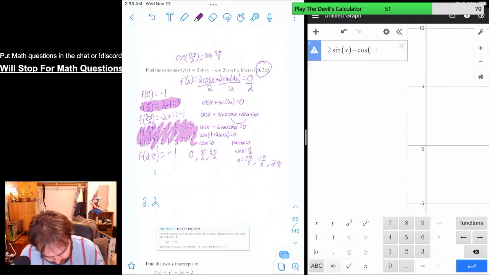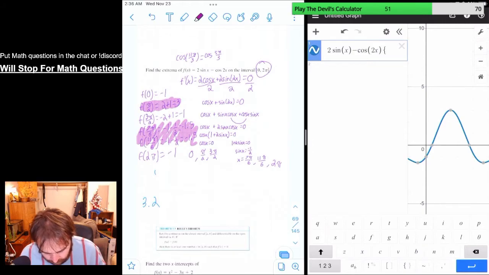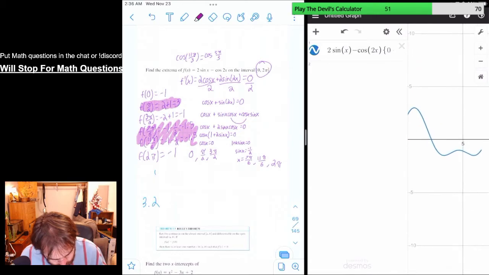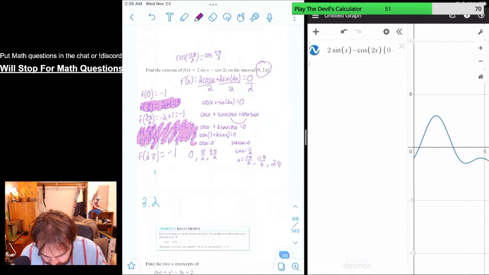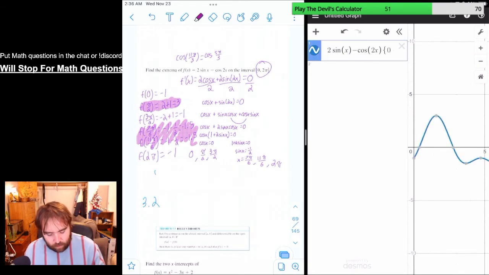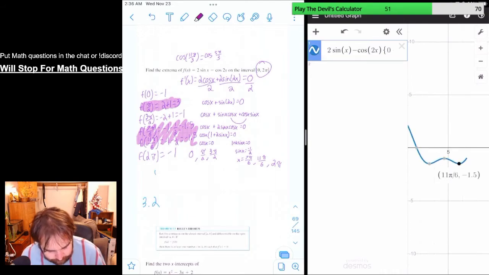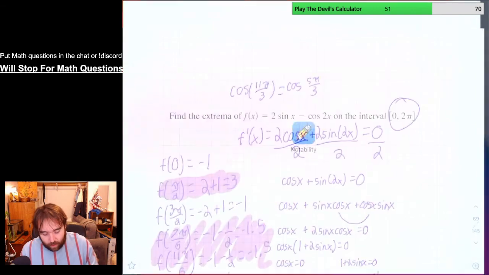But let's look. Cosine of 2x. Let's go ahead and just so it's super clear, let's put our boundary on from 0 to 2 pi. Yeah, I mean, that looks pretty much exactly right. When we said f of pi over 2, it gets to 3. Pi over 2 is 3. 7 pi over 6 is negative 1 half. And 11 pi over 6 is negative 1 half. Always feels real good to get the answer right. It really does. And that's it for that section.